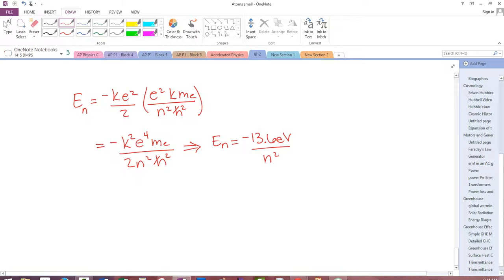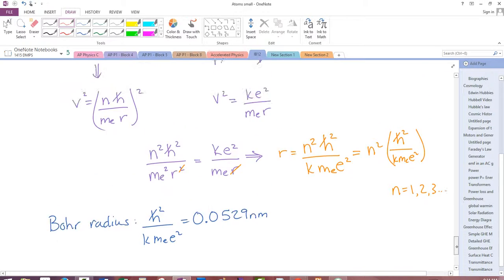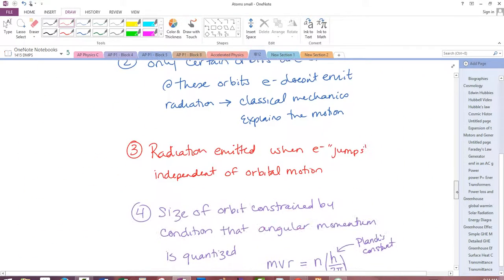Now we're going to do one more thing. Postulate number 3, I think it was, said that there's going to be radiation, and that radiation is going to be emitted when we jump from one orbital to another. There was a piece that I did not write down, so I'm going to throw it into the list now.